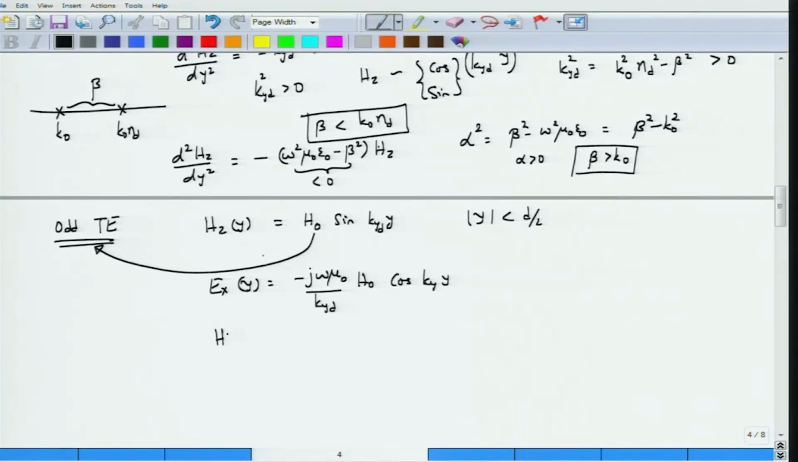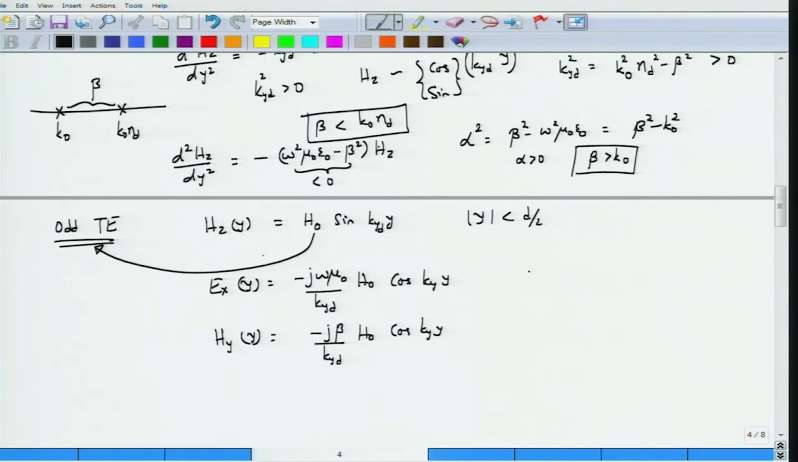Similarly, you can show that Hy of y will be equal to minus j beta divided by ky d H0 cos ky y. Okay. So these are the solutions for Ex and Hy. We also know the solution for Hz. Now we can actually apply the appropriate boundary conditions. We can write the equations for the air region as well.